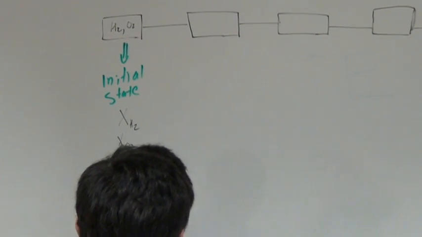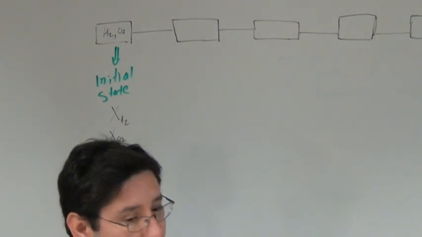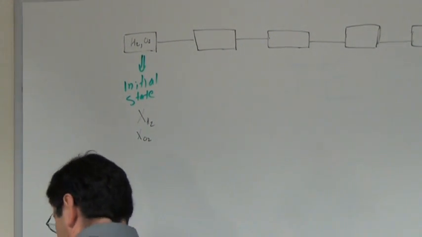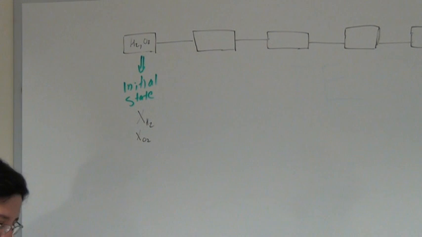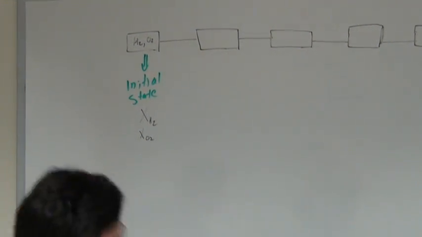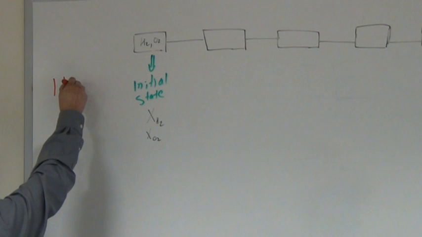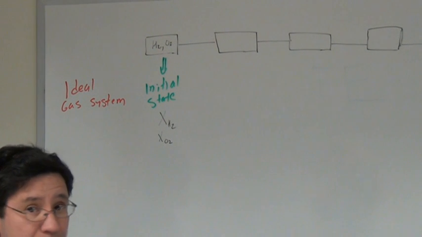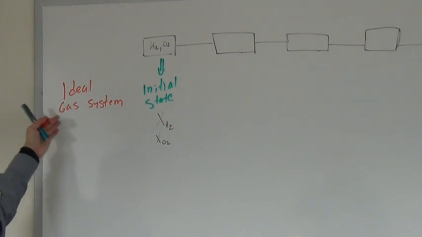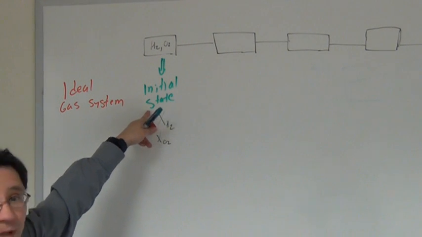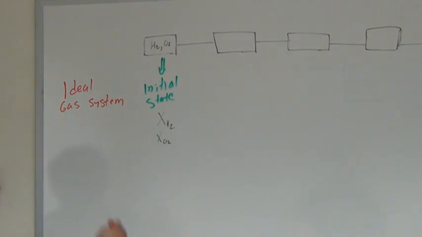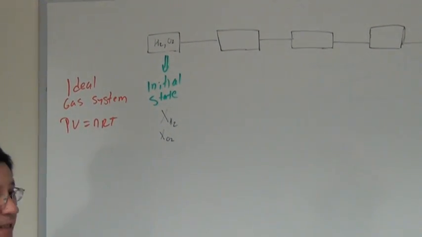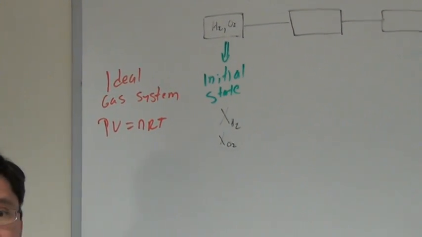So, things to consider. What is the system we're dealing with? The system is a gas mixture, and we're going to represent that as an ideal gas system. Why is that important? Because by recognizing that it is an ideal gas system, we should be able to come up with the equation of state for that system. For an ideal gas, the equation of state is given by the ideal gas law, PV = nRT.